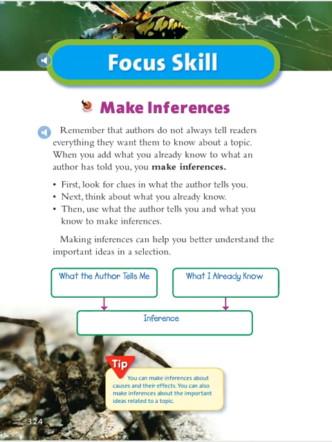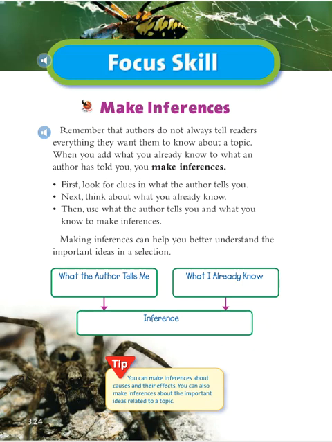Remember that authors do not always tell readers everything they want them to know about a topic. When you add what you already know to what the author has told you, you make inferences. First, look for clues in what the author tells you. Next, think about what you already know. Then, use what the author tells you and what you know to make inferences. Making inferences can help you understand the important ideas in a selection.